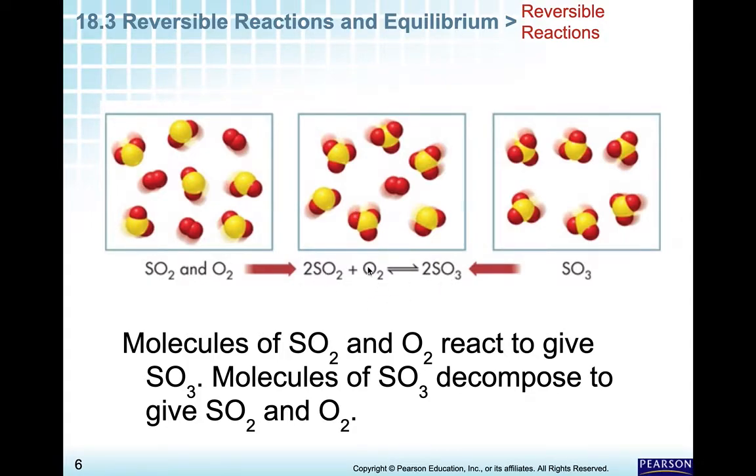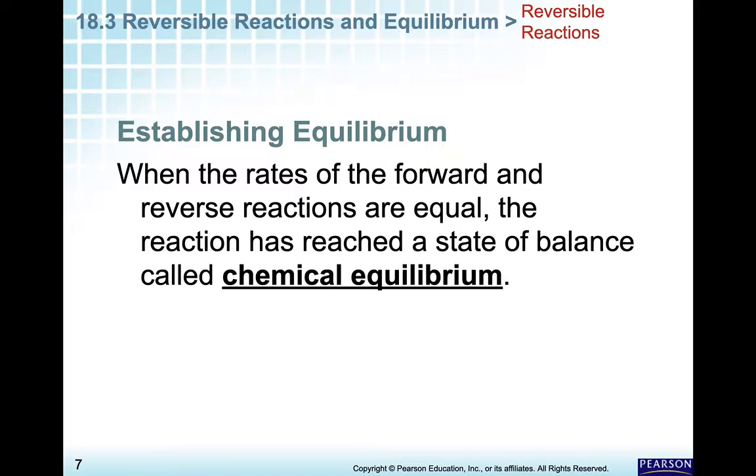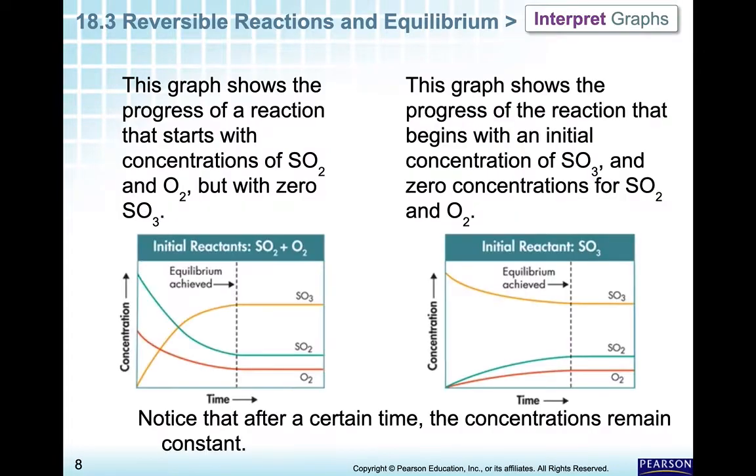If two of these and one of these combine to make this product, then at the exact same time, two of this product are decomposing to make more reactant. So individual molecules can still be reacting, but we're not seeing an overall change in the total number of any of these substances at equilibrium. The rates of this reaction and this reaction, the forward and the reverse, have equaled out. So we are in a state of chemical equilibrium.